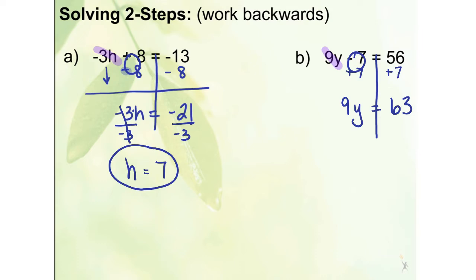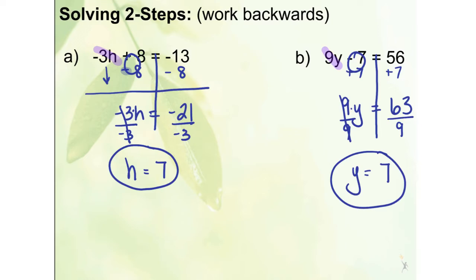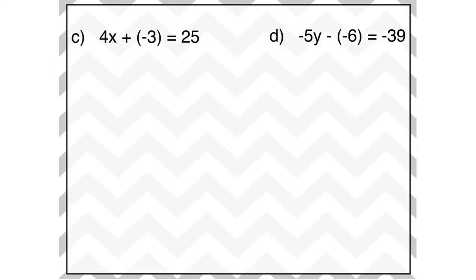Again, our last step is to separate that piece that's closest to the variable, and we do that by dividing 9. 9 divided by 9 is 1, where it cancels out. Divide by 9, and our solution is y equals 7. All right, take a minute, copy these problems down.